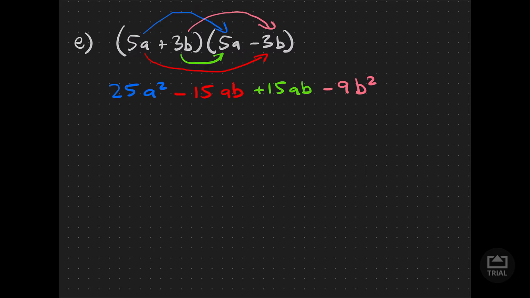And just like up above, the two middle terms are gone because they're going to cancel each other, leaving us with 25a squared minus 9b squared. And I would leave it in that form, and basically it's because a comes before b, and they both have the same degree, so this is probably the best form to leave it in.